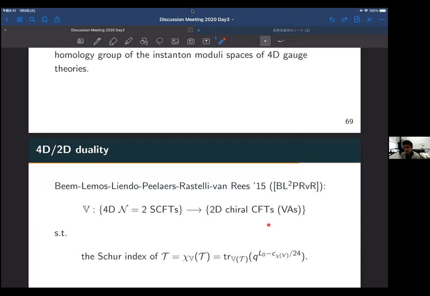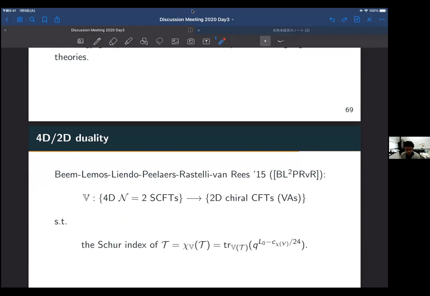So this is very nice because the Hilbert space is not an irreducible representation of a large algebra. But here, the Hilbert space is a reducible representation of a vertex algebra. So you can use representation theory of vertex algebra to compute this important invariant.